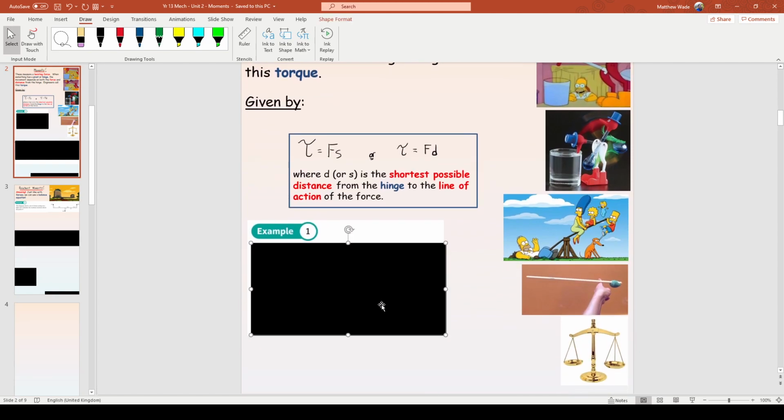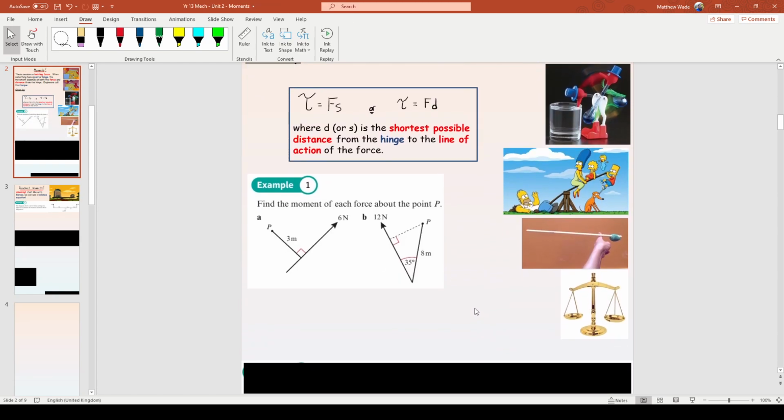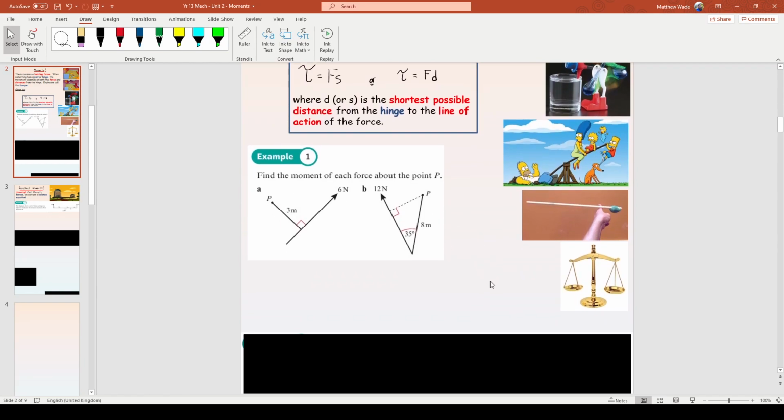Anyway, here we go. So let's try it. Really quick, easy intro ones. It says: find the moment of each of the forces about the point P. So you always need to say where you're taking your moment about. It's usually called the hinge, or the pivot, when you're doing it.